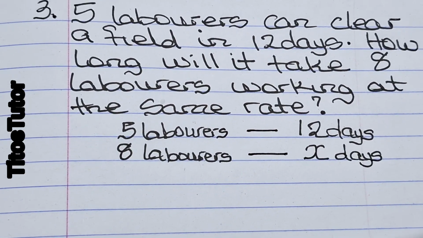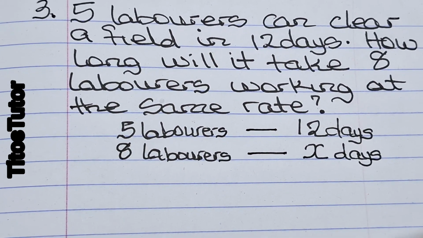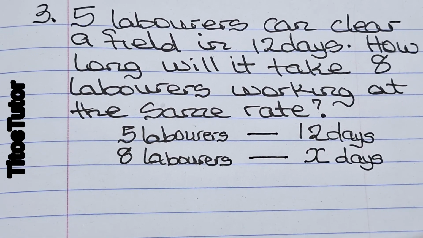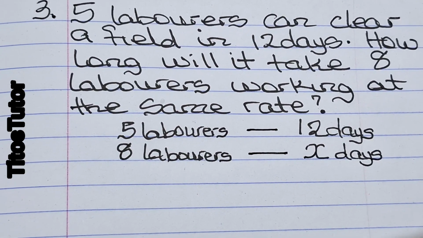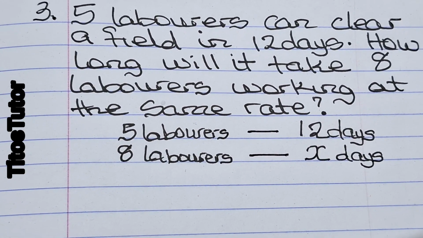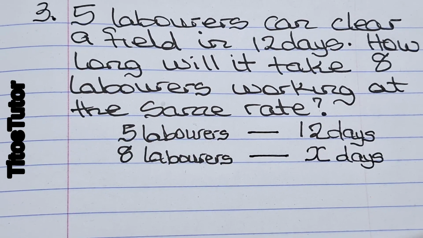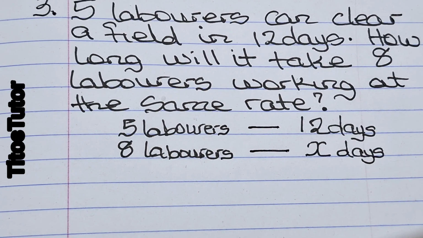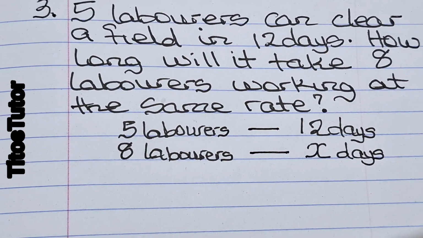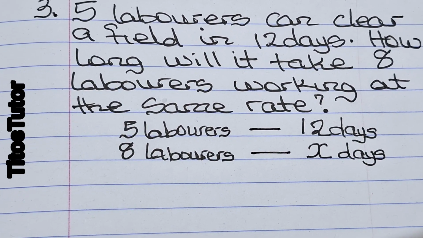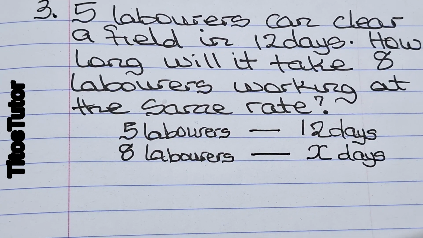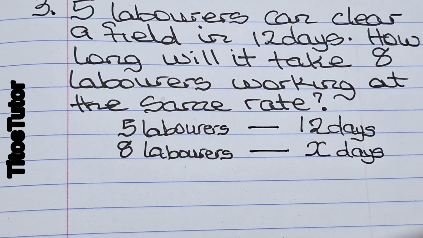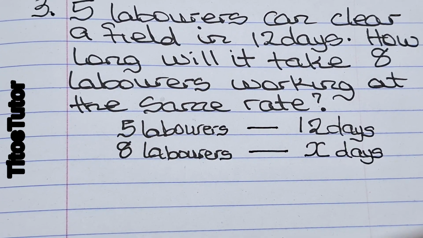It's time to ask, is it direct or indirect? And here's how to know. When you have 5 men doing something and they do it in 12 days and you increase the amount of men to 8, do you think the number of days will increase or reduce? Definitely more hands are on deck, so the number of days will reduce. More men, less days. That's an indirect relationship. So immediately you know that is an indirect proportion.